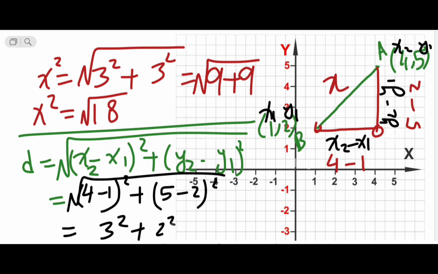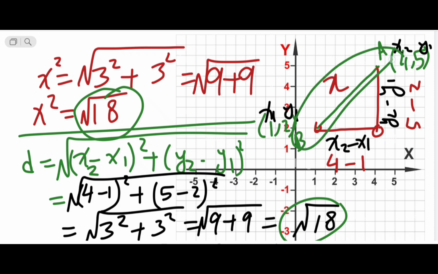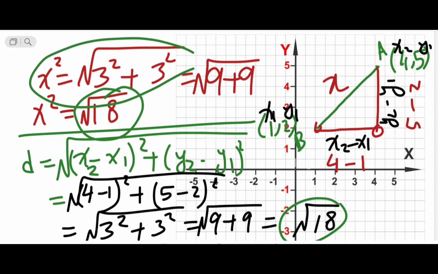4 minus 1 is 3, squared. 5 minus 2 is equal to 3. So 3 squared and square root, which is 3 squared, 9, plus 3 squared, 9, and square root. So 9 plus 9 is equal to 18, square root. 18 square root. It is the same. It means they are connected with each other: the distance between 2 points and the Pythagoras theorem.